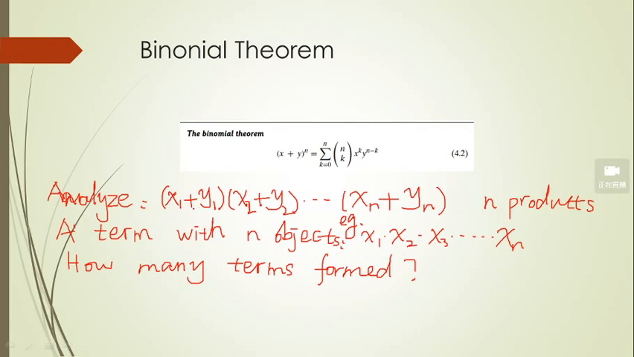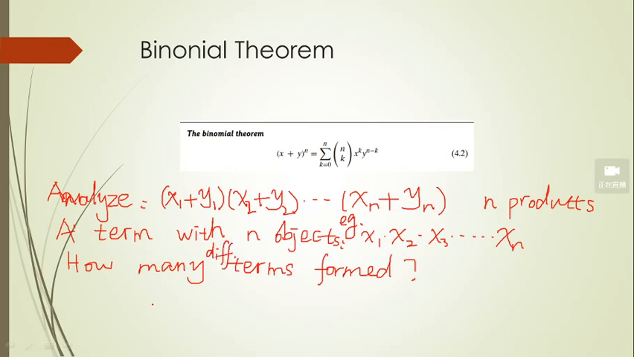For example, you can choose x1, x2, all the way to xn, so it's x1 times x2 times x3 times xn. Or you can do x1 and the other terms are all y, so x1 times y2, y3 times yn. Right? So how many different terms are we going to form?